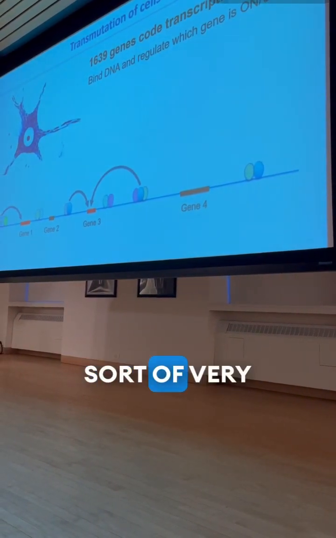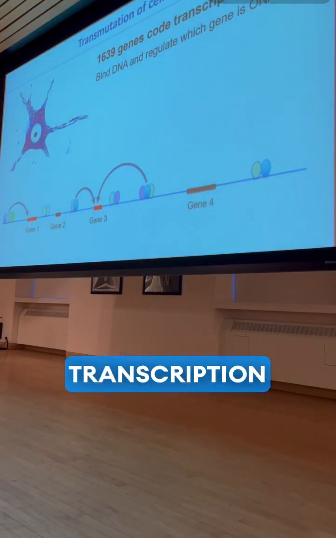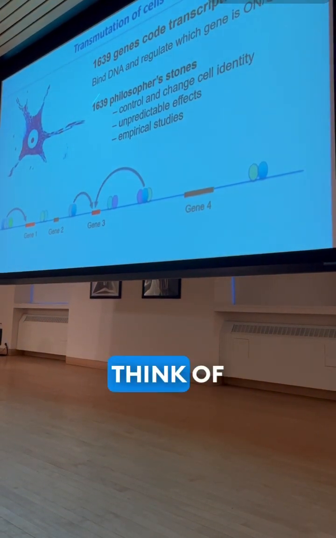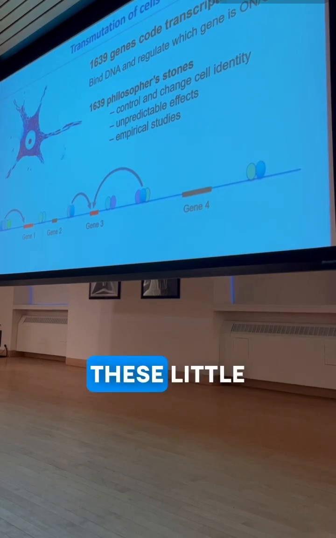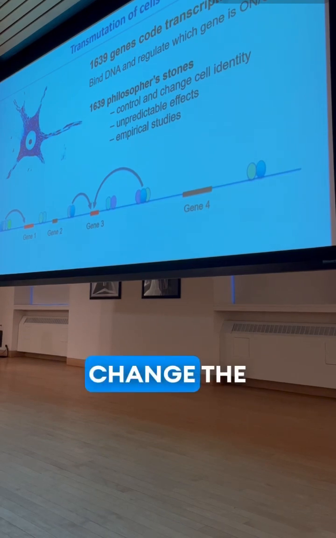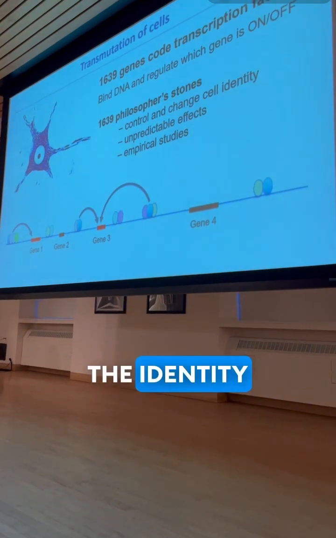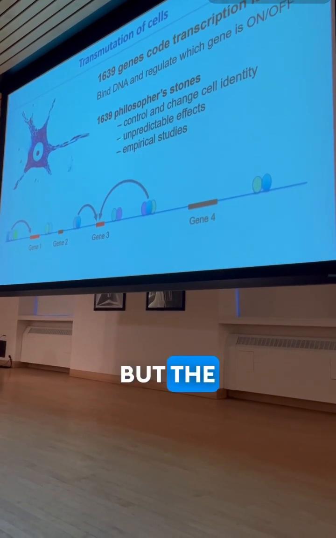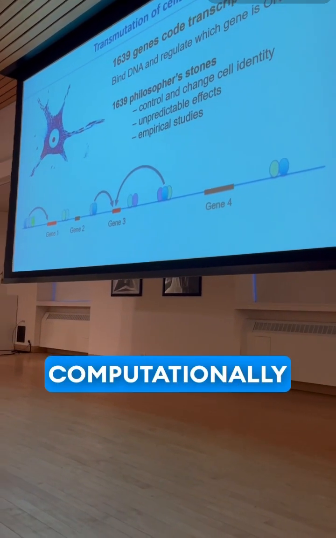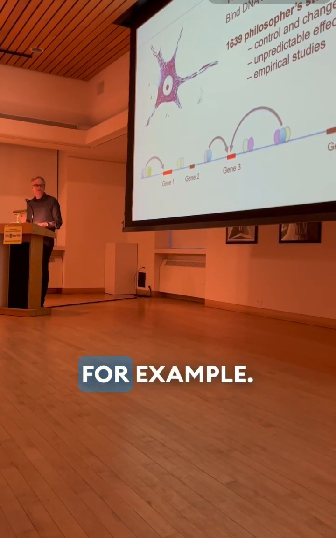This sounds very simple and mechanistic, and suggests that we should be able to predict how transcription factors control DNA, but in reality, it's not the case. You can think of these transcription factors as little fields of response, because when you put them in the nucleus, they will change the organization and structure of the nucleus, and they will change the identity of cells. But the effect of these transcription factors is still really unpredictable for us. We cannot computationally say that adding this transcription factor will convert a skin cell into a motor neuron, for example.